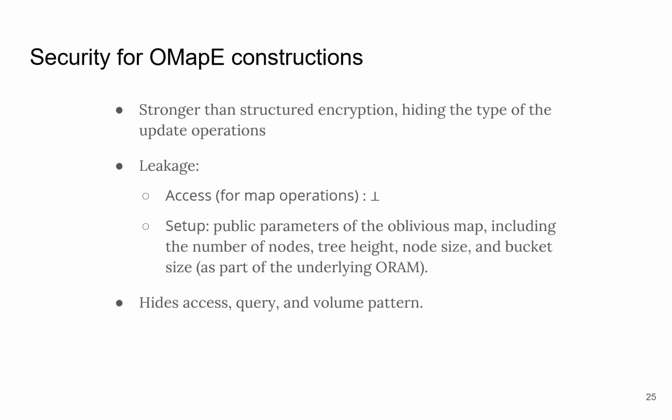The security of the Omap-E construction is stronger than structured encryption since it hides the type of the update operations. As for the leakage part, during the accessing stage for map operations, the leakage is empty. The setup leakage only contains public parameters of the oblivious map. We can conclude that Omap constructions hide access, query, and volume pattern.